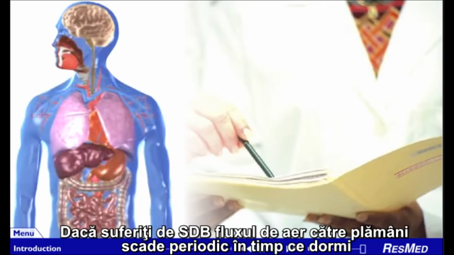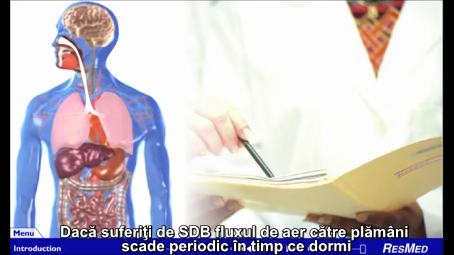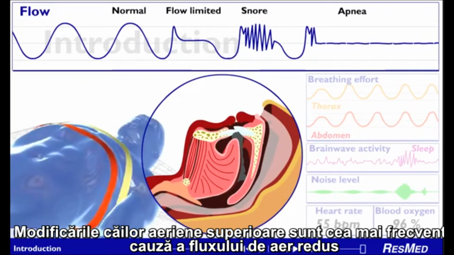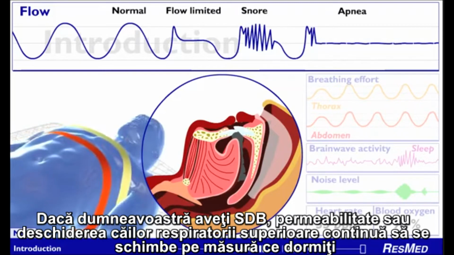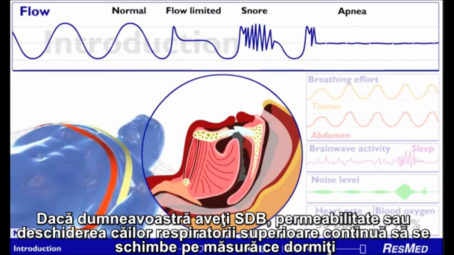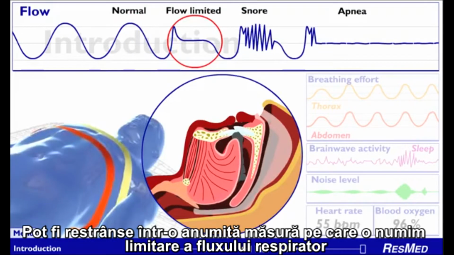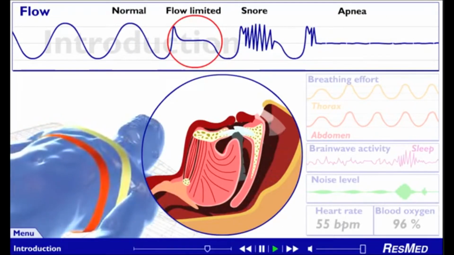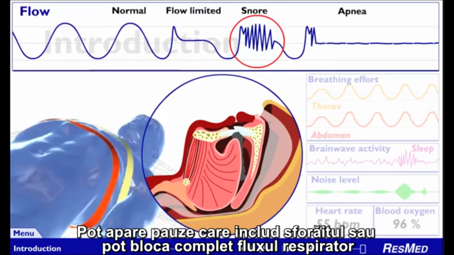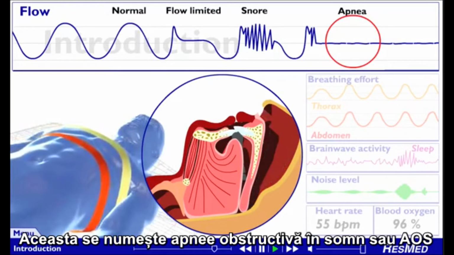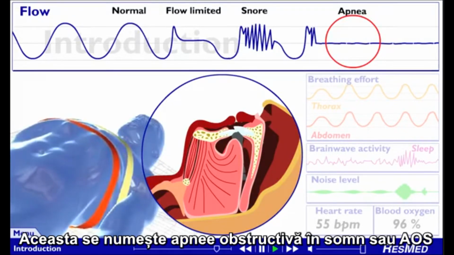If you have SDB, airflow to your lungs periodically decreases while you sleep. Changes in the upper airway are the most common cause of reduced airflow. If you have SDB, the patency or openness of your upper airway keeps changing as you sleep. It may be fully open, it may be narrowed to some extent, which we call flow limitation, it may vibrate, which is heard as snoring, or it may be completely blocked. This is called obstructive sleep apnea, or OSA.